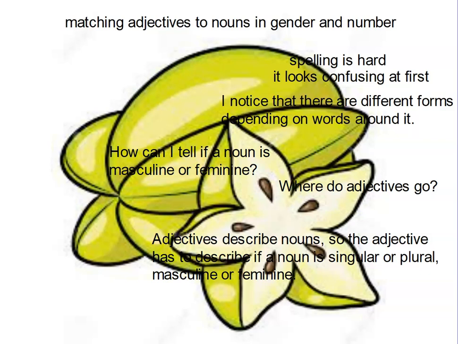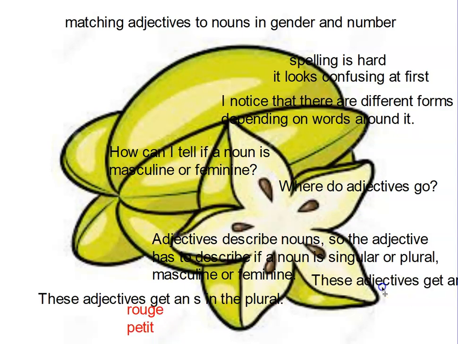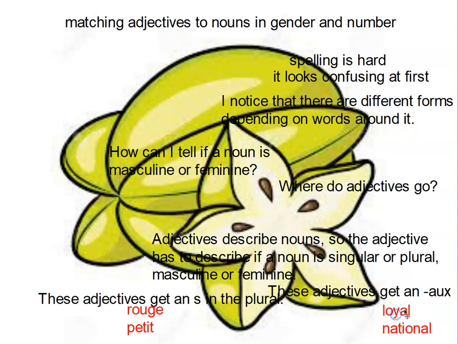And if you have a section fruit, the students might choose to divide up the patterns that they see. They might say, these adjectives get an S in the plural. Here, let's put rouge and petit. And these adjectives get an AUX, loyal, national.